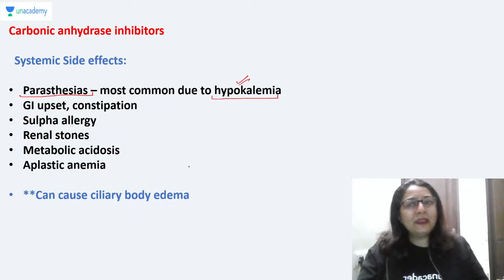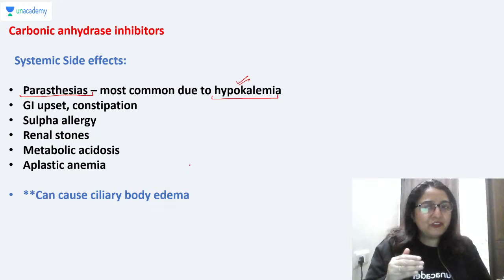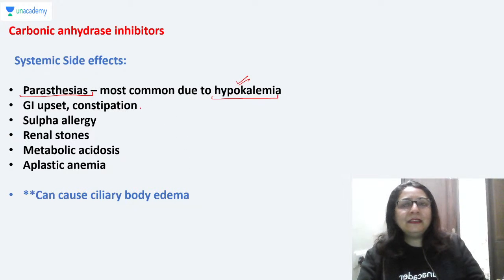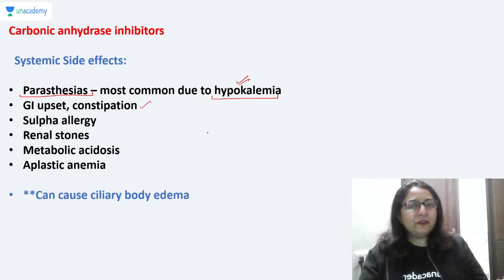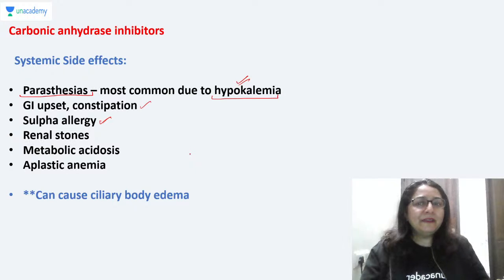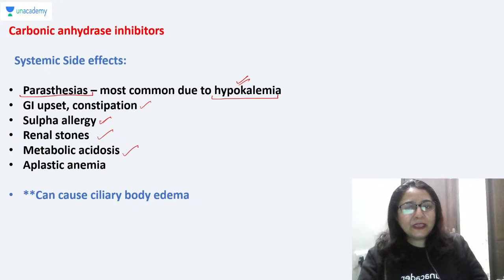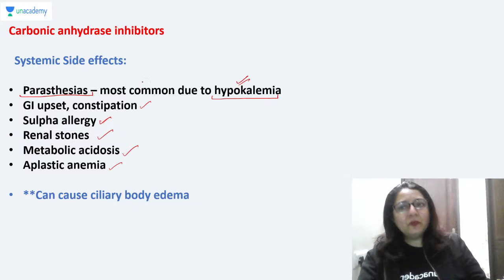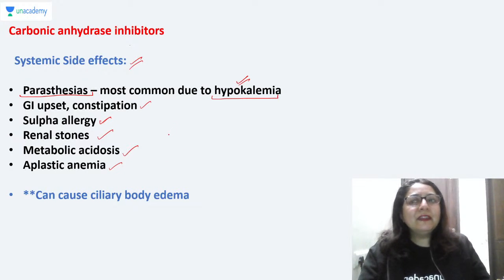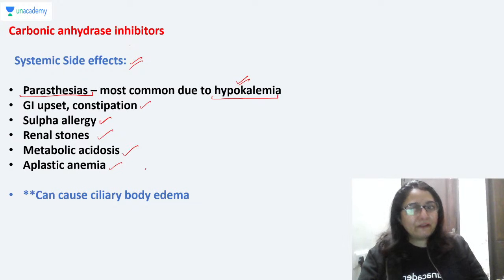This tingling sensation is due to hypokalemia. The use of carbonic anhydrase inhibitors leads to decreased potassium levels, causing paresthesias. Then they can very commonly cause gastrointestinal upset. They belong to the sulfonamide group, amides as I told you, so in all patients who have sulfa allergy, they are contraindicated. Then they can cause renal stones, metabolic acidosis, and rarely aplastic anemia. So the systemic side effects of oral carbonic anhydrase inhibitors are to be kept in mind, and they are to be avoided in patients with kidney disease and sulfa allergy.